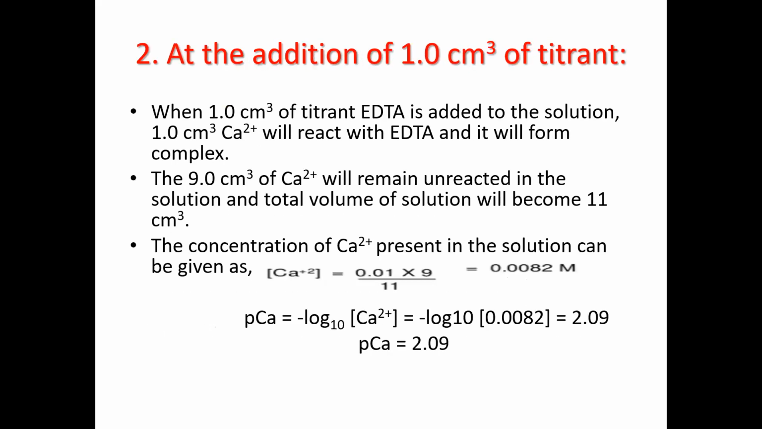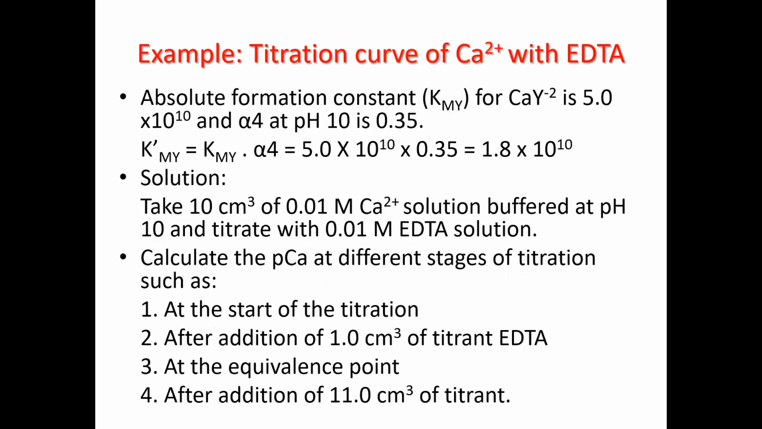Then the next one is the addition of 1.0 cm cubed of the titrant, which you add after the start of the titration.